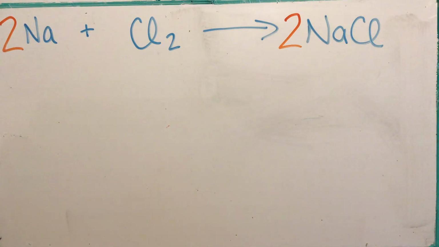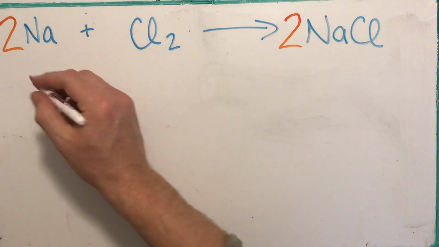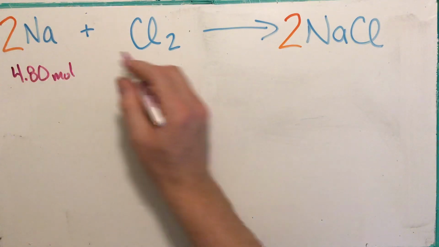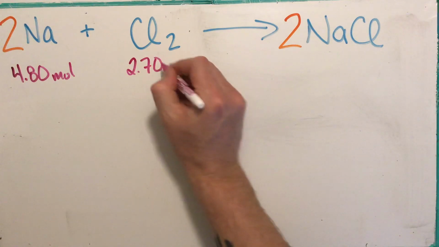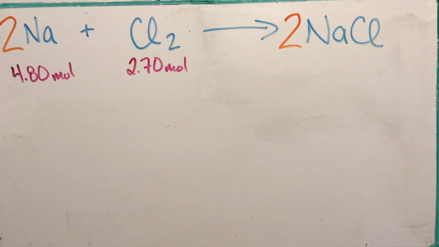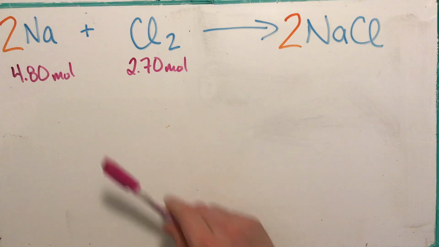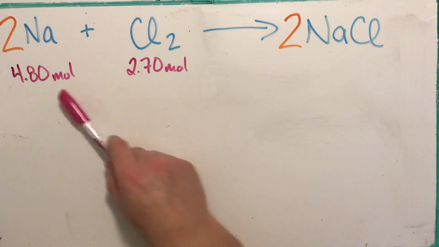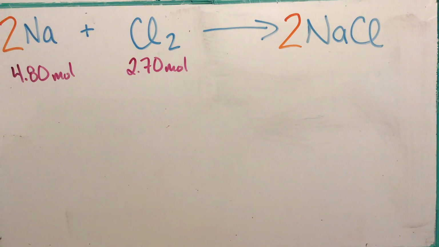So the first question was, determine the limiting reagent if 4.8 moles of this reacts with 2.70 moles of that. All right, so now I have to determine the limiting reagent. This is a new step. It uses some stuff we've already done, but this is a new step. Now, if these are masses, I would have to turn these both into moles, but they're already in moles here, so I get off a little bit easy.